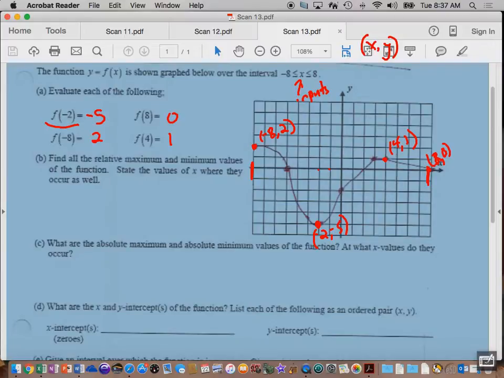Okay, next, find all the relative maximum and minimum values of the function. Now, relative maximums and minimums are peaks and valleys that are not the highest peak or the highest valley. So for instance, this is a peak right here. So we would say that there are relative maximums at 3 comma 1 and 4 comma 1. These are maxes.